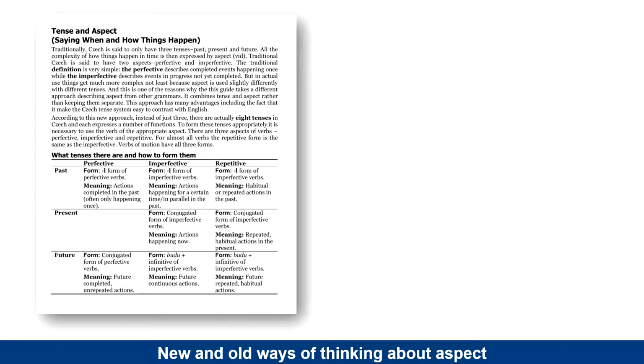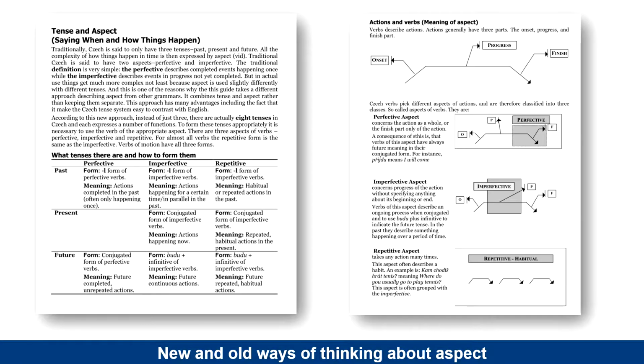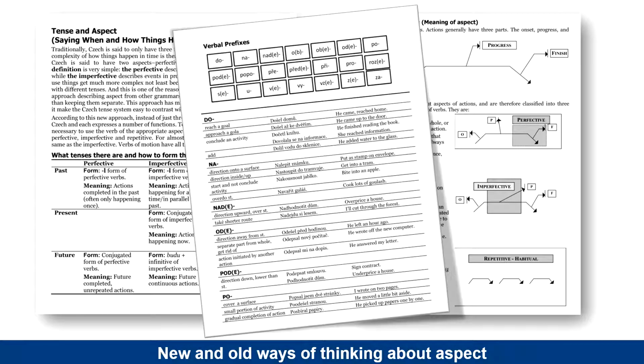One of the big topics in Czech grammar is aspect. So we give you an overview of aspect that is not so traditional, and that is very much focused on how it is easier for somebody who knows English to learn Czech aspect. But we also look at the more traditional explanations there as well, and give you a list of all the verbs with prefixes that you can use to express different parts of aspect.